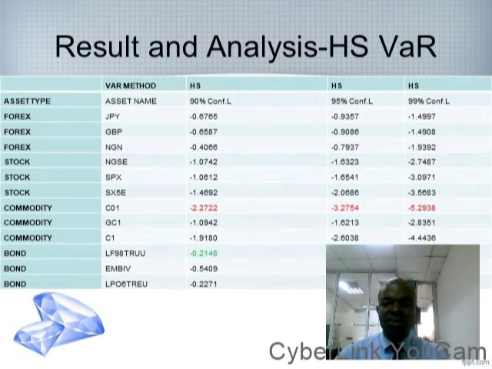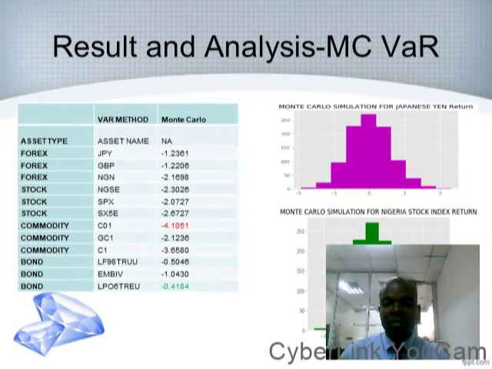For our historical simulation VaR computation, the same thing, crude oil showed higher value compared to others, while bonds recorded lower VaR. For our Monte Carlo simulations, it also goes in the same pattern with VaR, bonds also coming last.